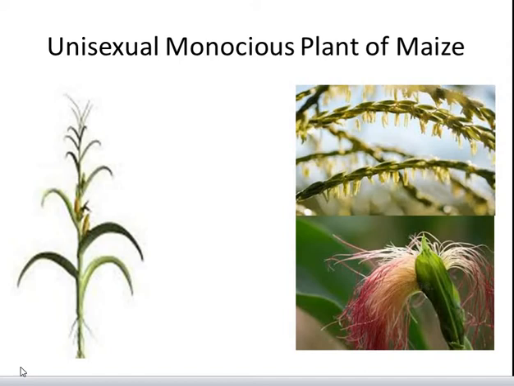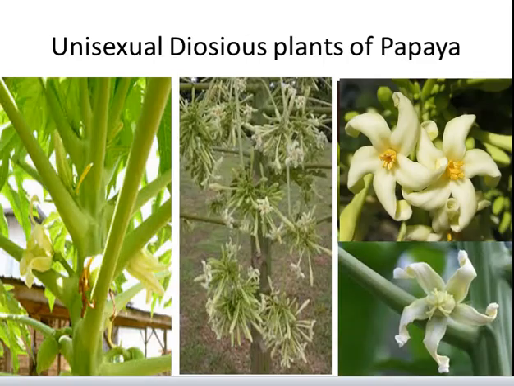These plants may be monoecious, like maize, that means both male and female flowers are present on the same plant, or they may be dioecious, as in the case of mulberry or papaya, in which the male and female flowers are located on different or separate plants.